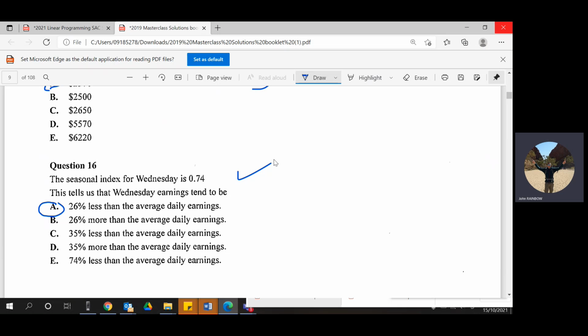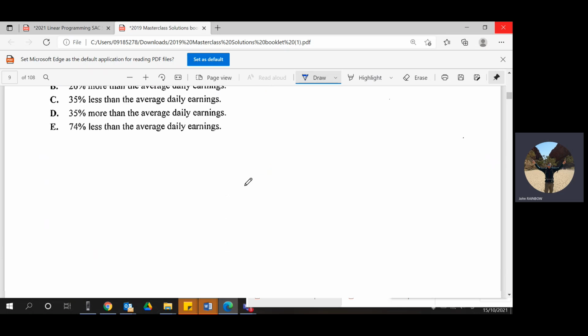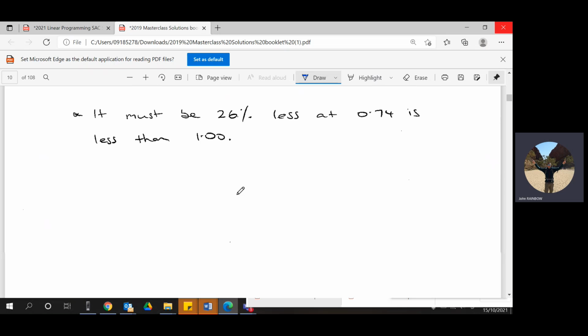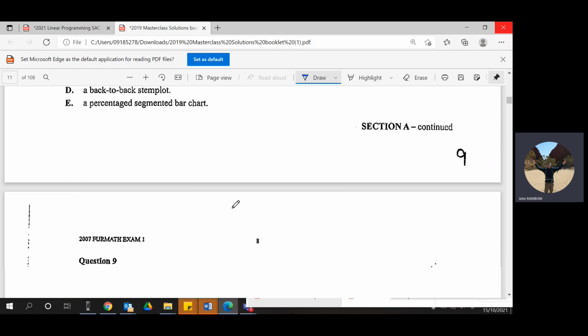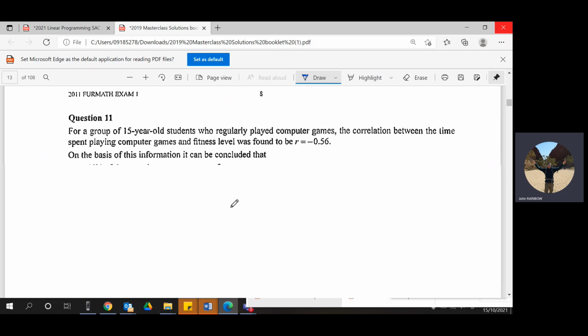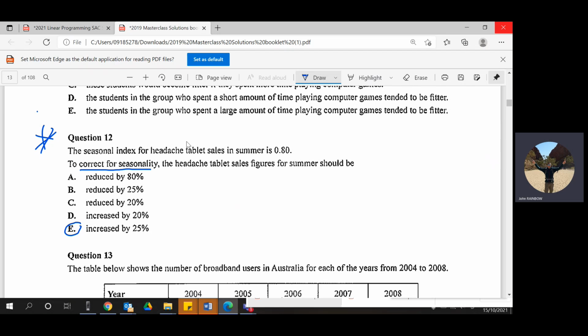A lot of people get the other one wrong, and we're going to look at that. So just flick back to the other one and you'll see the difference in the type of the question. You'll see that this one says the seasonal index for headache summer is that to correct for seasonality. If you ever see anything saying to correct for seasonality, I've got to try and get to that one. Headache sales should be, we need to increase it by 25%.